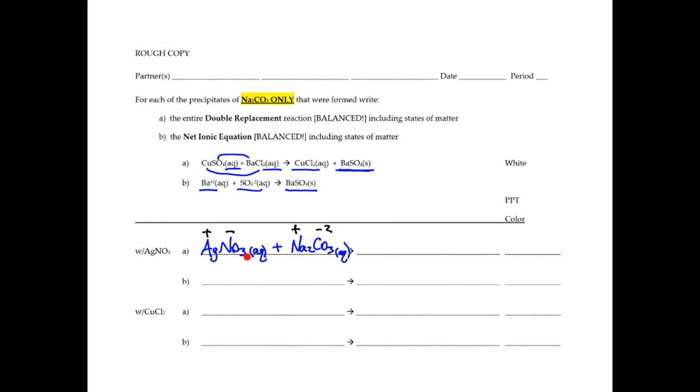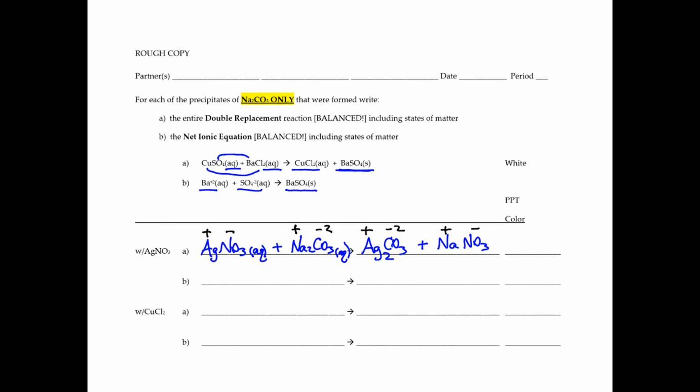So when you want to put the silver together with the carbonate, you have to figure out what formula it will make. Since silver is +1, and carbonate is -2, you're going to need to have two silvers in that formula. Then the other product is the Na with the NO3. So here's Na, here's NO3. Their charges are +1 and -1, so they're fine.